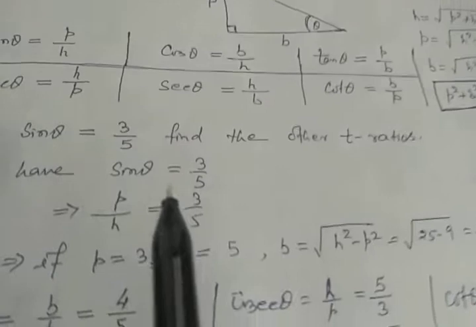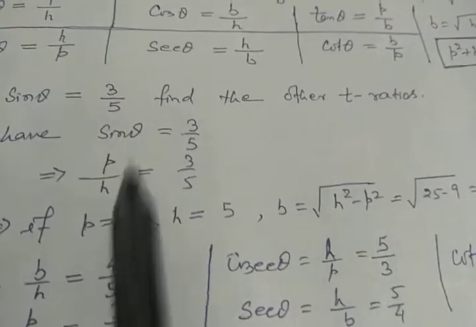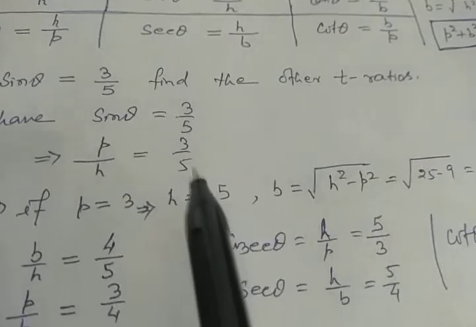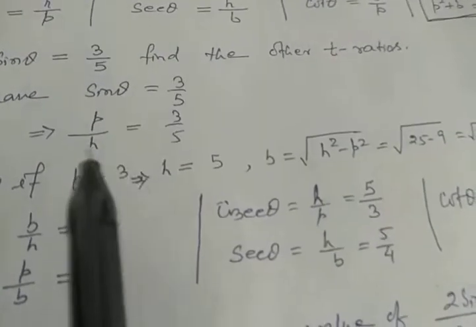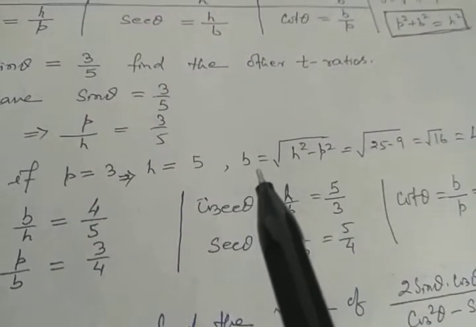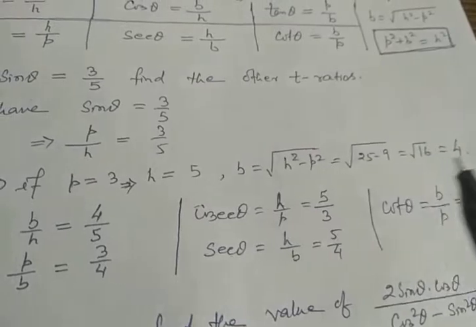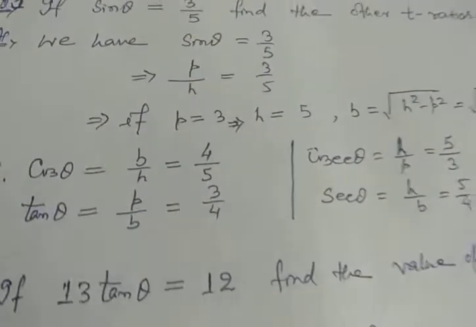So just see once again what you have to do. The question is given to you that sin theta is 3 by 5. Put the value of sin theta. What is the ratio? P by H, 3 by 5. So directly we can write if P is equal to 3, then H will be equal to 5. Now P and H are known. You can calculate the value of B. Is it clear? And so if you know P, B and H, now we can calculate.